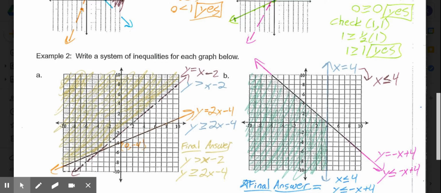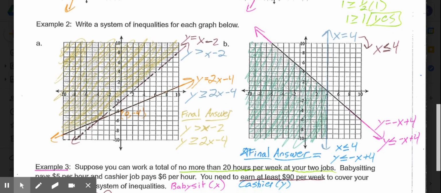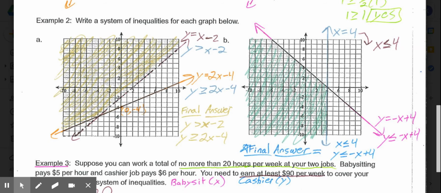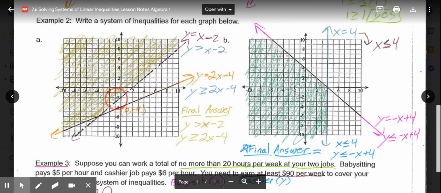So now in example 2, they give us the graphs. They want us to write the inequalities. So we're writing the system. So what I look at with the graphs is I first just write them as equations. I find the line, and I look at what info I know.